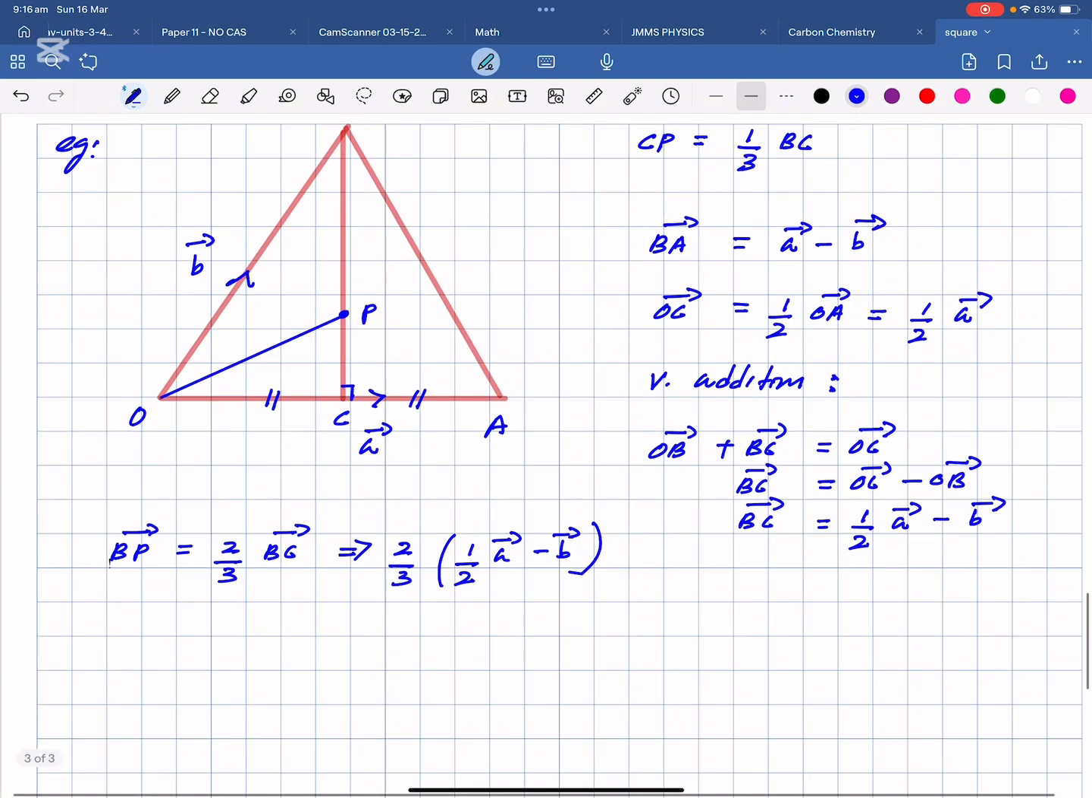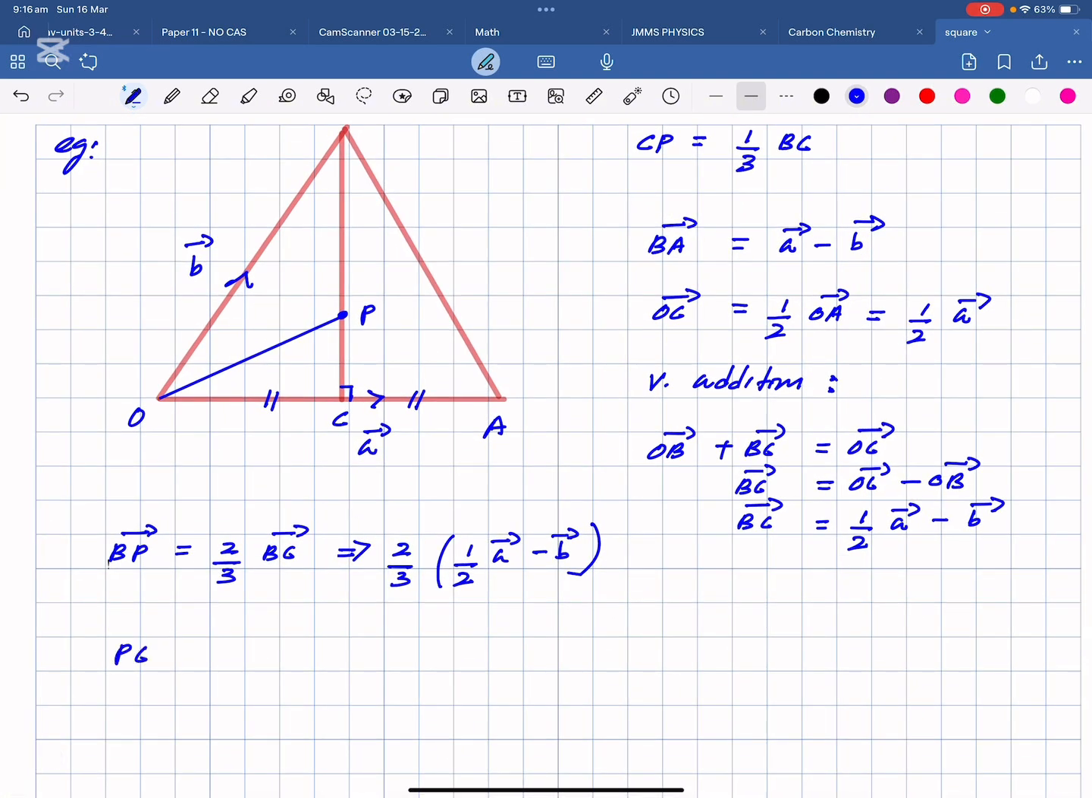Done. So what about PC? PC is 1/3 of BC now. Right? So now this is 1/3 of, how much is BC now? Again, the same thing, half of A vector minus B vector. Yeah, proceed.